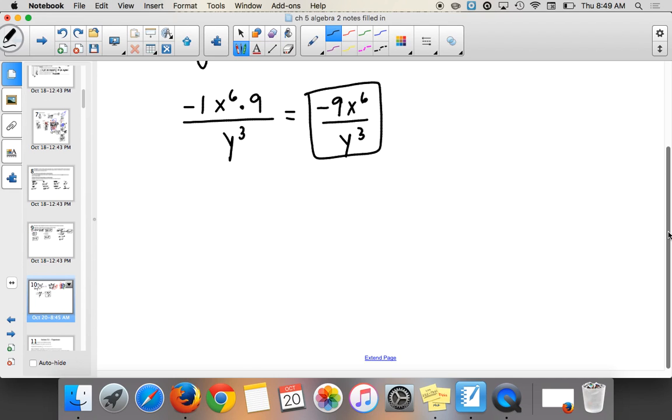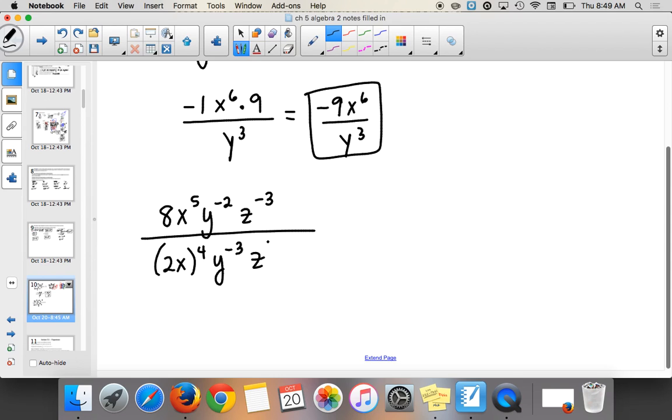All right, so let's do this. So let's say I have 8x to the 5th, y to the negative 2, z to the negative 3, all over 2x all raised to the 4th, y to the negative 3, z to the 16th, all raised to the negative 2.